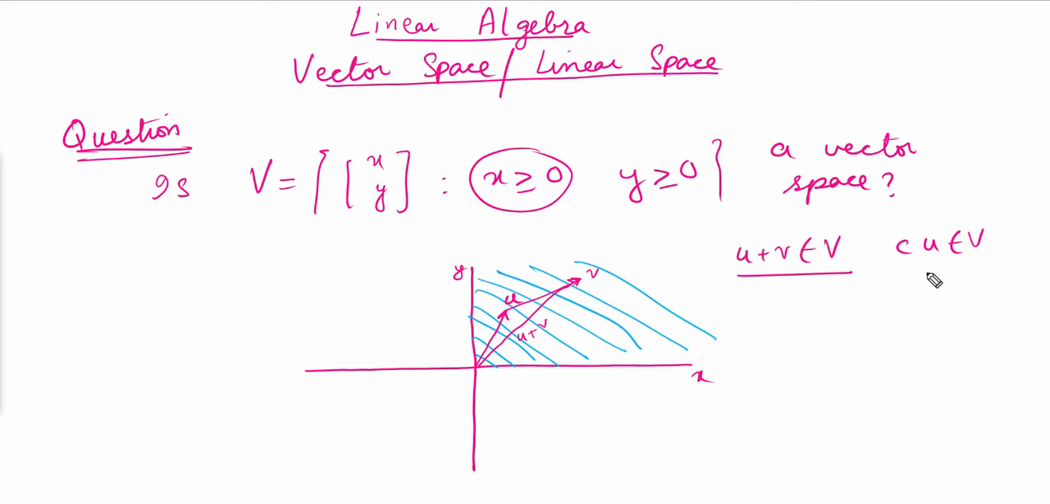But if we multiply the vector with a constant, then it will go out of the space. How? Our vector u is over here. So if I multiply u with -1, then -1 times u will become equal to -u. That does not belong to the vector space. So -u will be somewhere here.